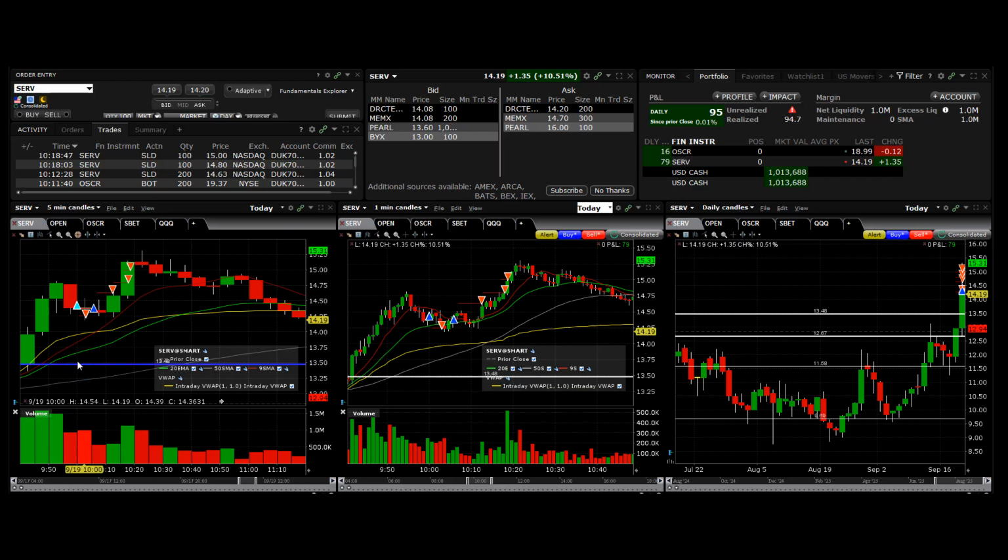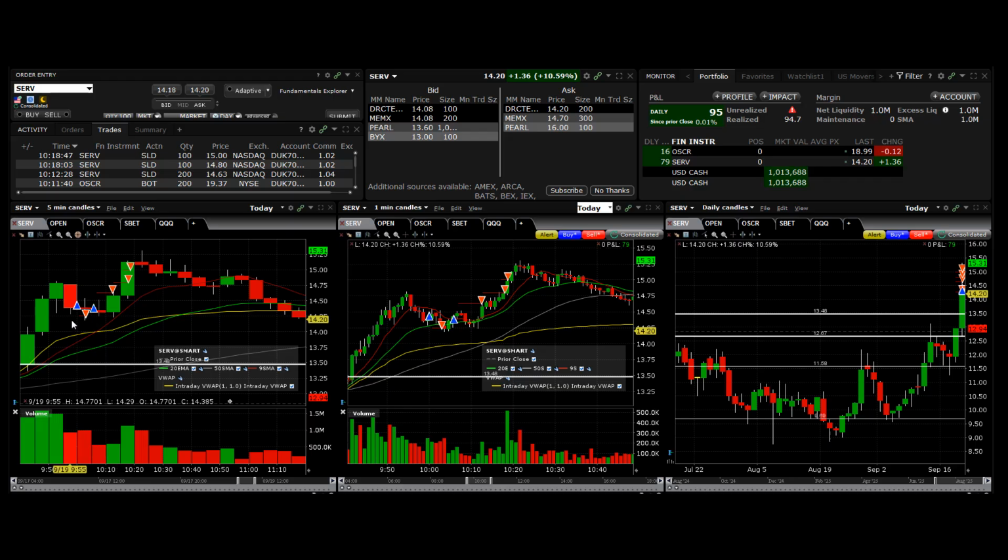So you can see here at 9:55-ish, I took an entry on SERV. I actually saw this as a pretty straightforward A, B, C, D, but the mistake I made here was the pullback on C had not quite finished yet, so I got stopped out. And then as we started going back up, I bought back in, almost got stopped out again, but I was correct on what I saw here.